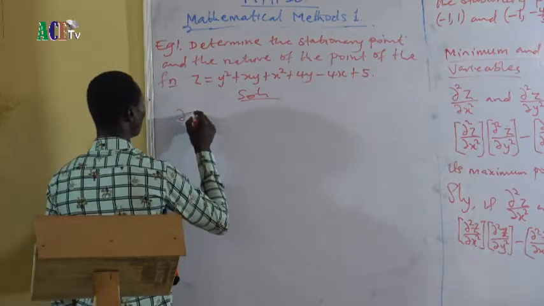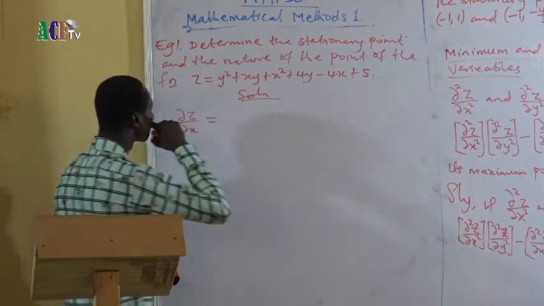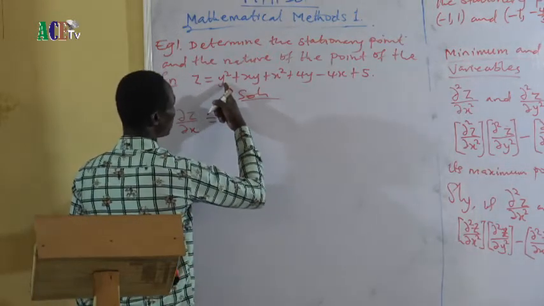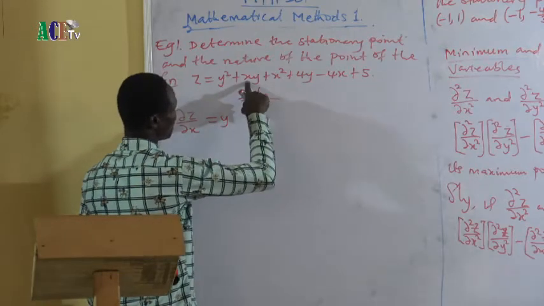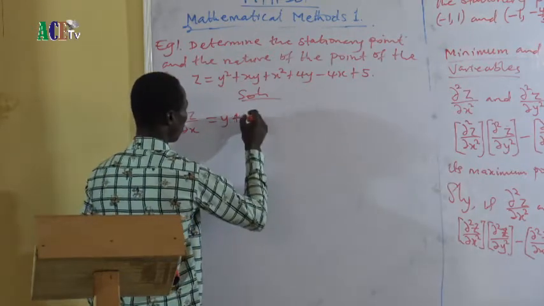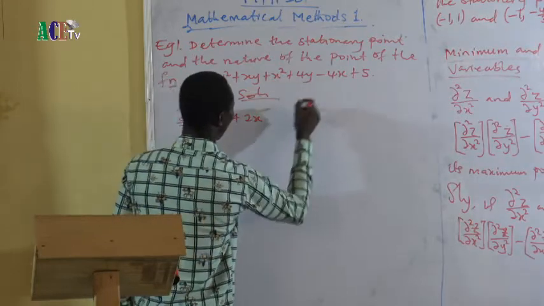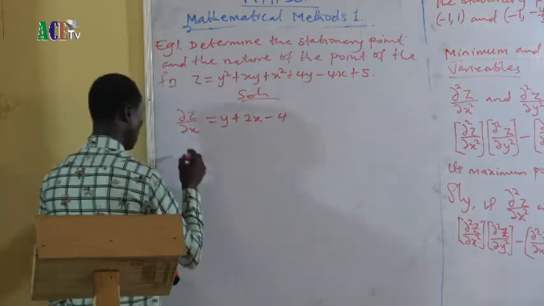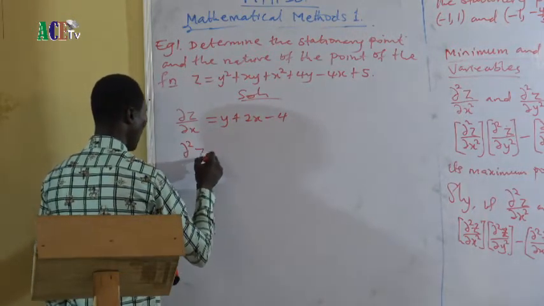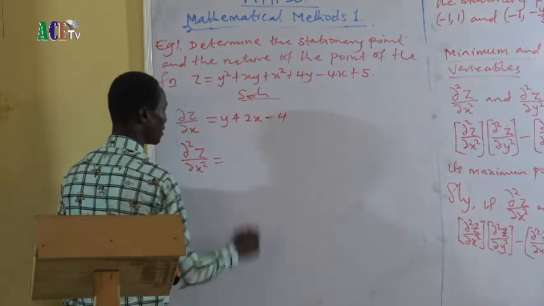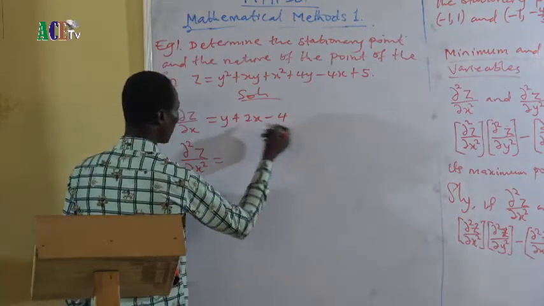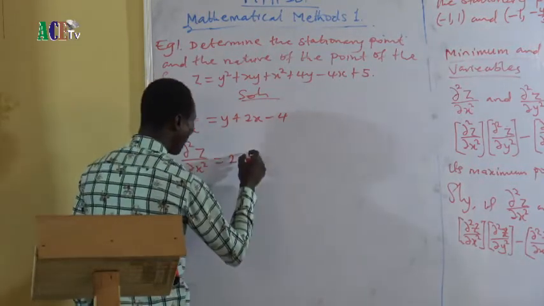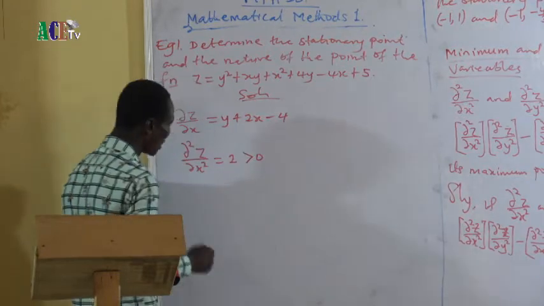I'm going to find ∂z/∂x. This one will be 0, y, derivative of xy with respect to x is y, plus 2x here, minus 4. This one will be 0, this one will be 0. Then the second derivative ∂²z/∂x². If you differentiate this one, you will get 2. This one will be 0, this one will be 0. The derivative of this one is 2, and this is greater than 0. It means it's positive.